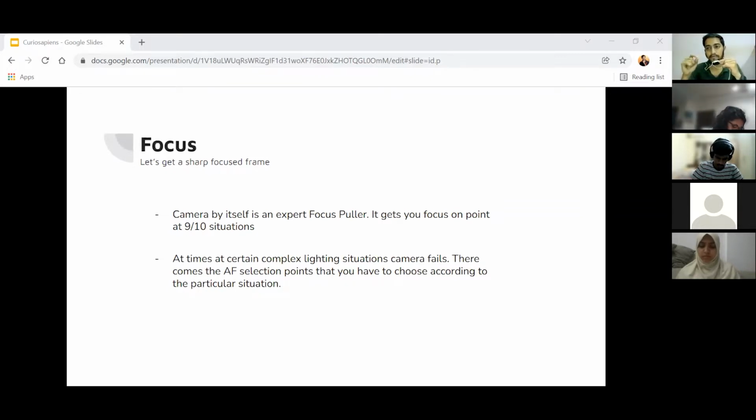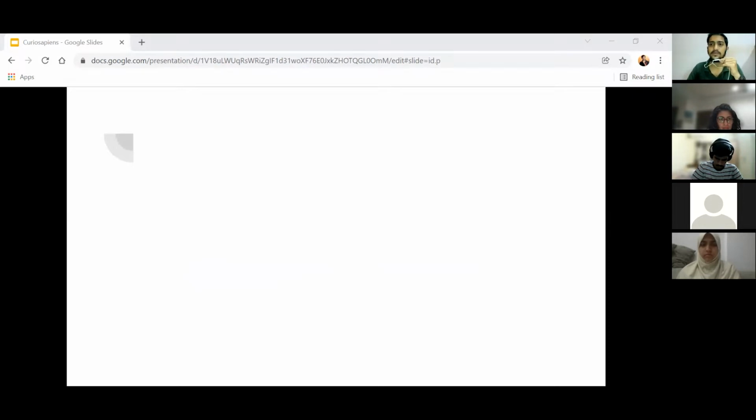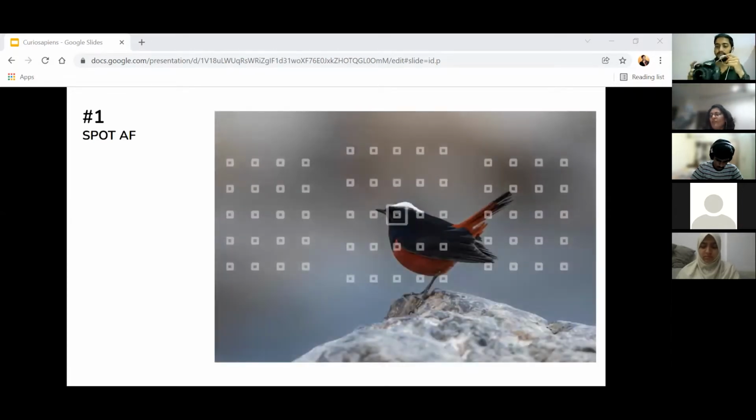In certain situations, when there is very bad light and a lot of disturbance in front of your subject, the camera fails to focus. At that point, you will have to choose the right focusing method. There are several autofocus selection points. This may not be there on all cameras, or it may have different names on different cameras. So I'll show it with just my camera over here.